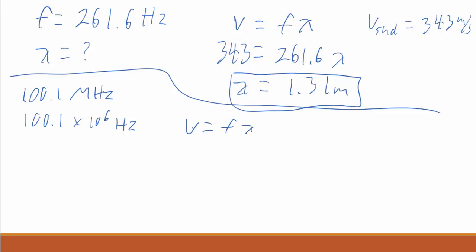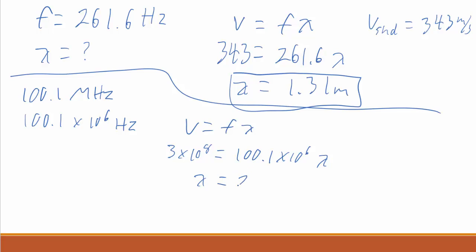Now, if it's a radio wave, that's what we call an electromagnetic wave. Again, we haven't talked about that too much, but electromagnetic waves include light and infrared, ultraviolet, X-rays, those kinds of things. And they all travel at the same speed, which hopefully you remember, the speed of light, 3 times 10 to the 8th. So we plug that in for velocity. We've got our frequency, 100.1 times 10 to the 6th, and then times wavelength. So we just divide that over, and we can solve for wavelength.